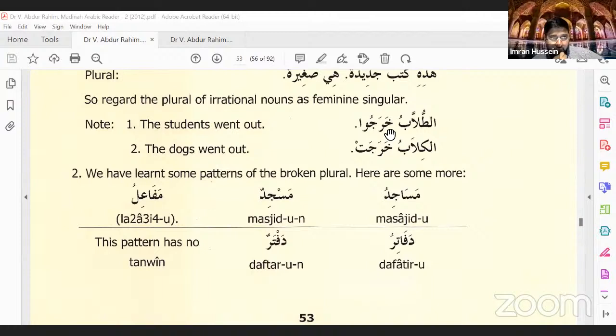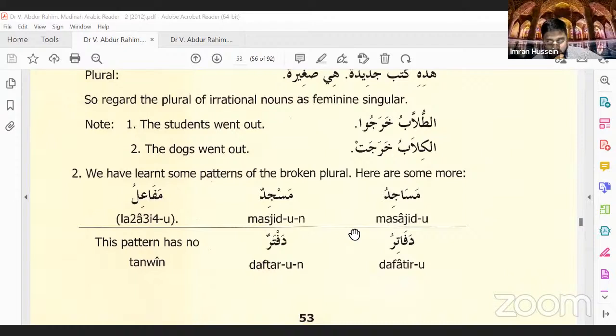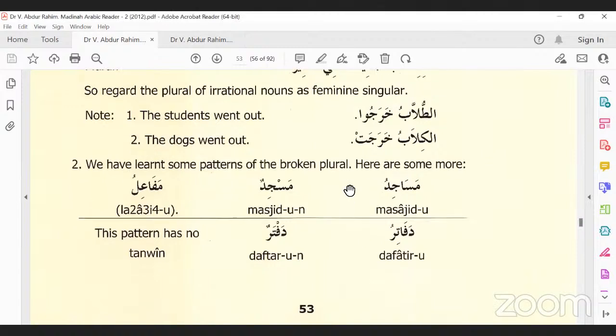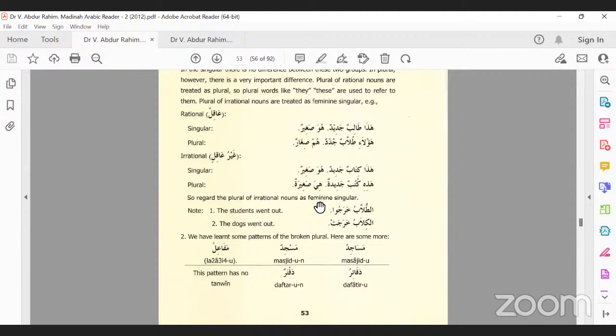Continue. So al-kilabu is the plural of the word kalb. So the khabar for al-kilab will be treated as a singular feminine. Correct. So kharajat will be used in this case. And point number 2, we have learned. There's no need for that. That's perfect. Is this clear for everyone now? Yes, thank you. Alhamdulillah.